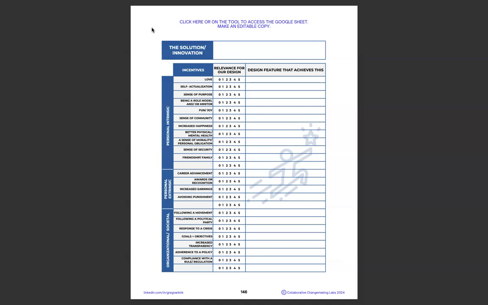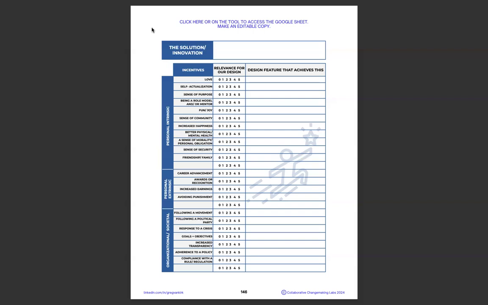So then if you look over to the right of the incentives columns, you have a column that says relevance for our design. 0, not relevant at all. Right. 5, incredibly relevant. Right. So if I look down at maybe personal intrinsic and I go to the third one down, you see sense of purpose. Is a sense of purpose something that will drive somebody to use what we have to offer, to take advantage of our solution or innovation? If not at all, it would be a 0, or if it will, it'd be a 5. So work through all of these. It'll help you think it through as well, and probably touch on some things you hadn't thought about.